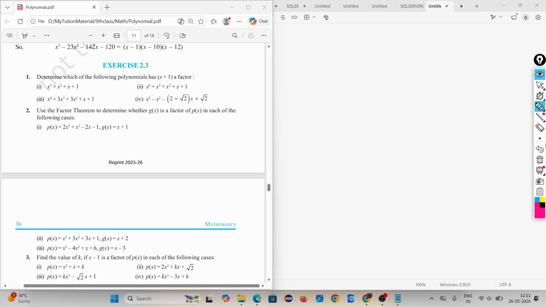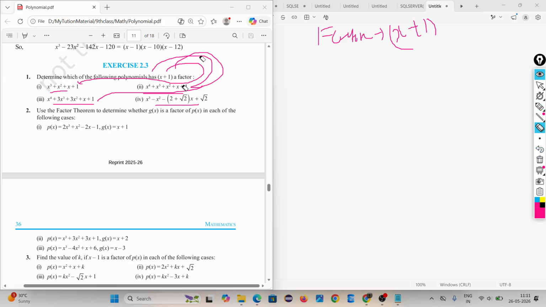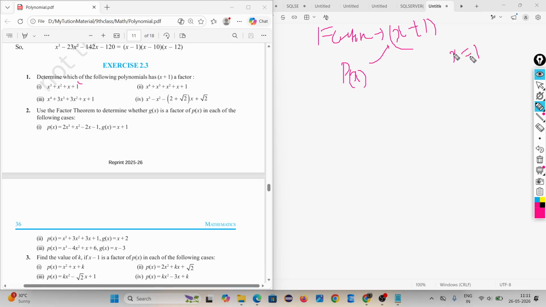Okay, we know from the factor theorem, if x plus 1 is a factor of any polynomial, suppose there is a polynomial p of x, and I am telling you this is a factor of this polynomial, that means when I find the x value and put it in this polynomial, my polynomial should give 0. Yes or no? Yes, sir. Okay, then look how to do it.